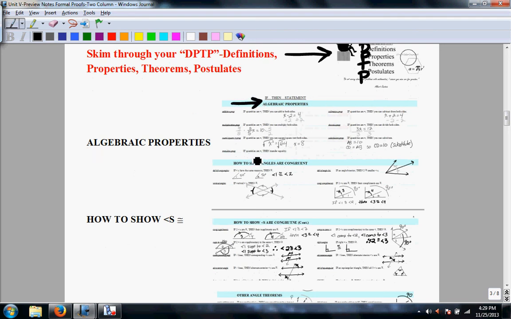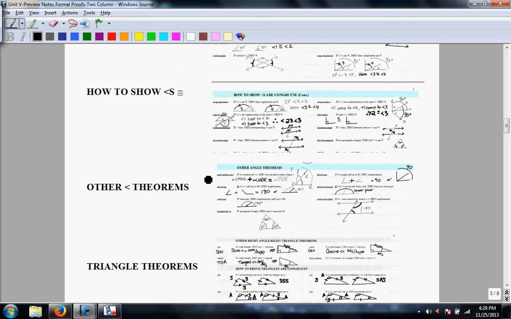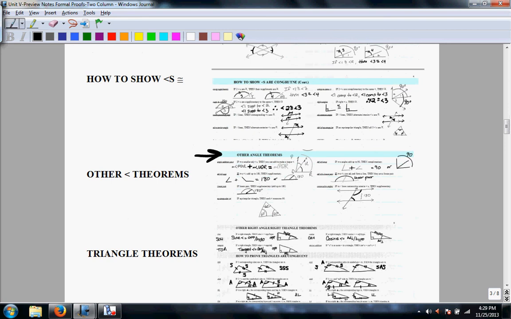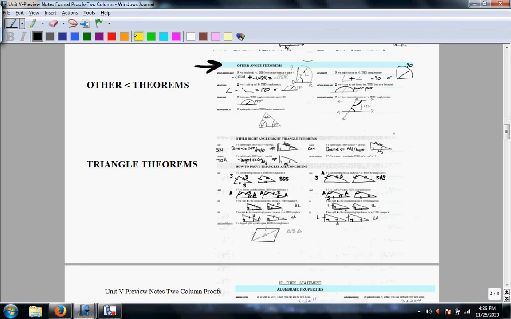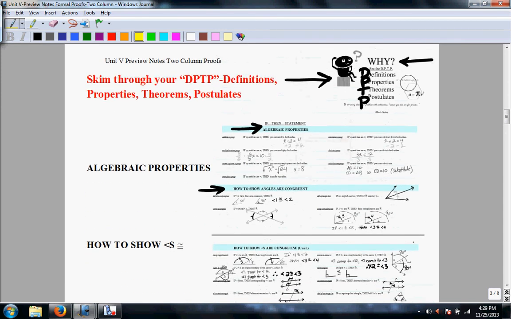We have the different kinds of headings: algebraic properties, how to show angles are congruent, more angle theorems, and then it has a section on how to show triangles congruent. This is what we just did right here. You really need to familiarize yourself with this packet.